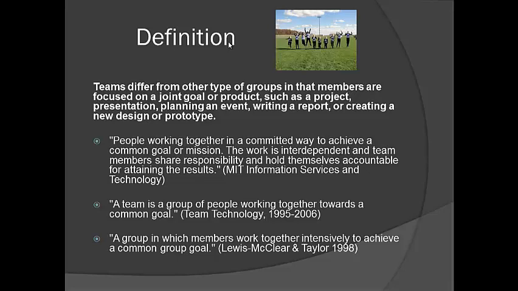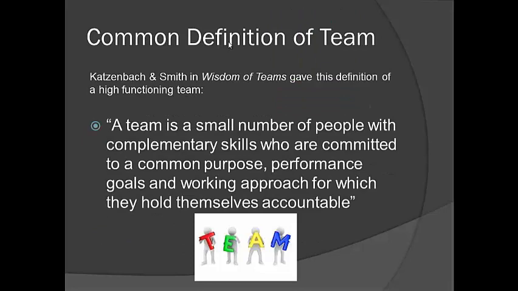There's a common goal, there's outcomes, and there's accountability. One of the most common definitions of team was written by Katzenbach and Smith in the book Wisdom of Teams. They give a definition of team as a small number of people with complementary skills who are committed to a common purpose, performance goals, and a working approach for which they hold themselves accountable.